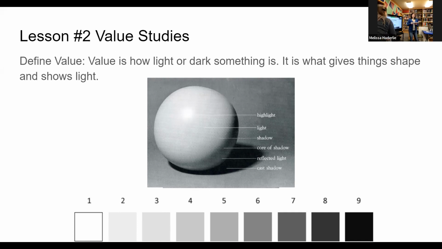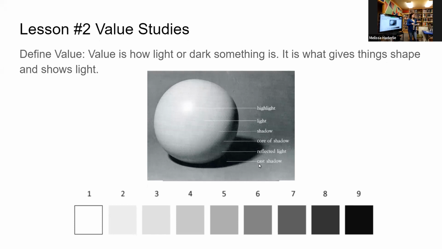We have a shadow. We have a core shadow. We have a reflected shadow. And we have a cast shadow. Now, the cast shadow is generally the darkest part of a painting. We will use this a lot for what we're painting. Not that you have to remember the different parts, but just know that they're there.